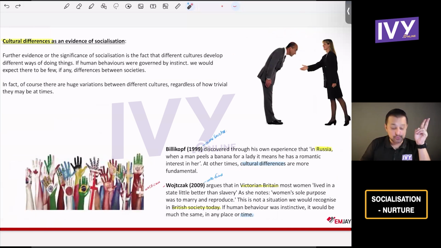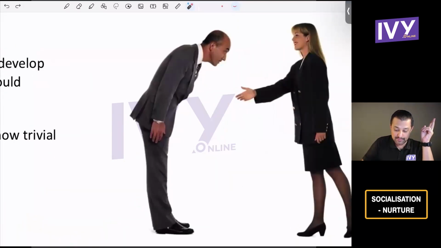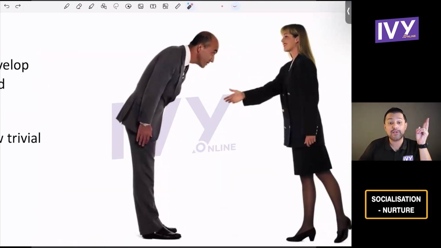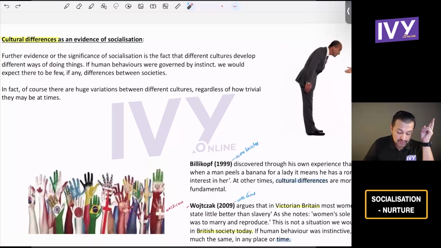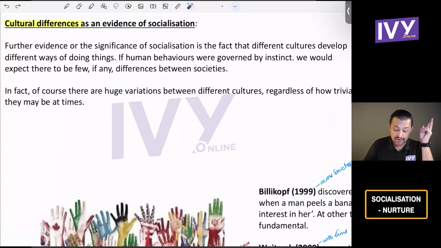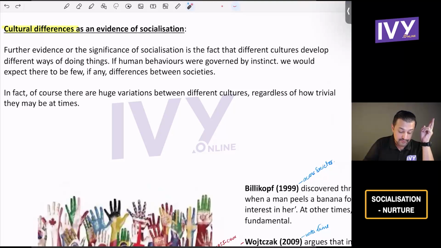That's one. Number two, we could also speak about cultural differences. We could speak about cross-cultural variations. There are certain things, I mean, the way we greet, I'm sure this picture helps you understand quite a lot over here. Now, taking this ahead, further evidence on the significance of socialization is the fact that different cultures develop different ways of doing things.